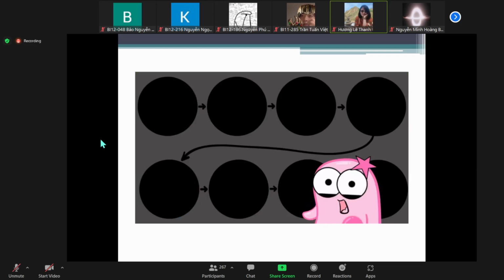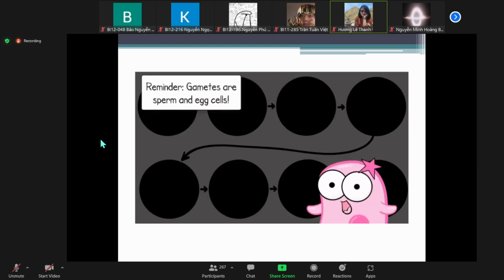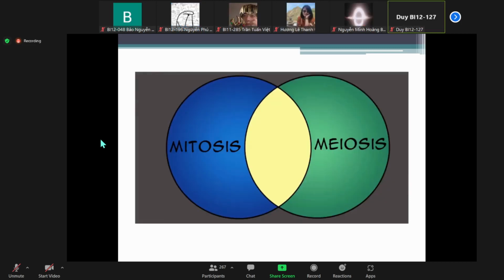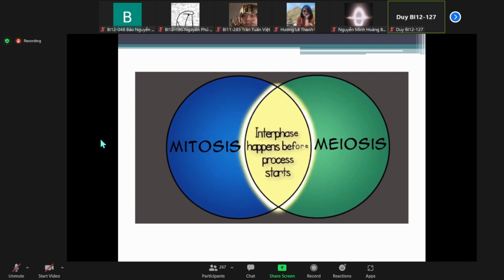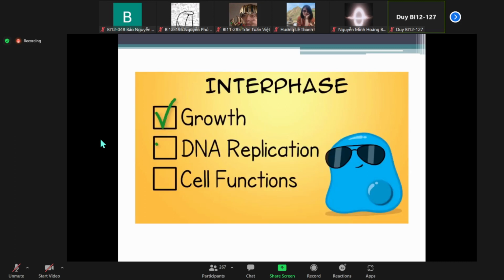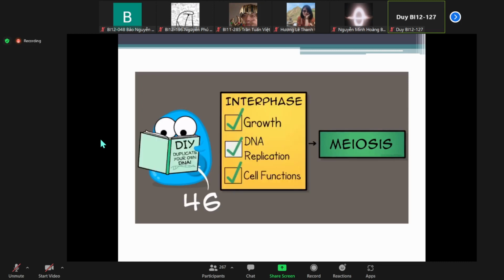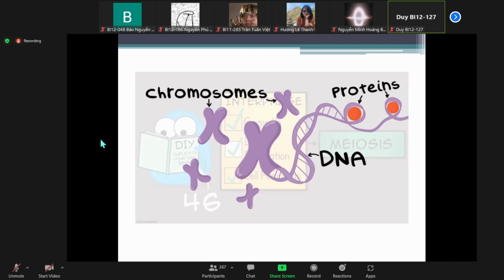Before we can start getting into the stages of meiosis to make gametes, we have to remember what happens before meiosis can even start. Actually, this also happens before mitosis. It's the stage known as interphase. And if you remember interphase, it's when the cell is growing, it's replicating its DNA, it's carrying out cell processes, and just like mitosis, interphase happens before meiosis is even going to start. So the starting cell has 46 chromosomes, and you have to duplicate those chromosomes in interphase before meiosis starts. That basically means you are duplicating your DNA, since chromosomes are made of DNA and protein.